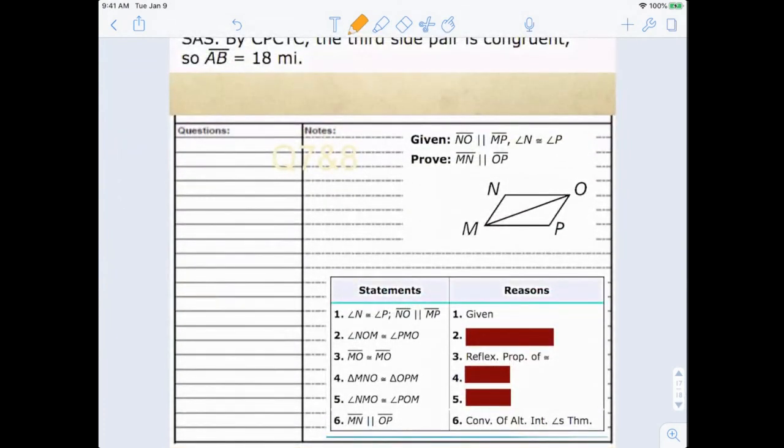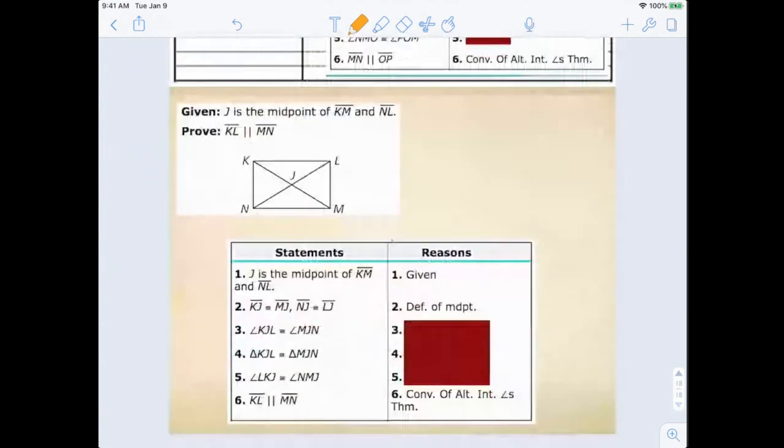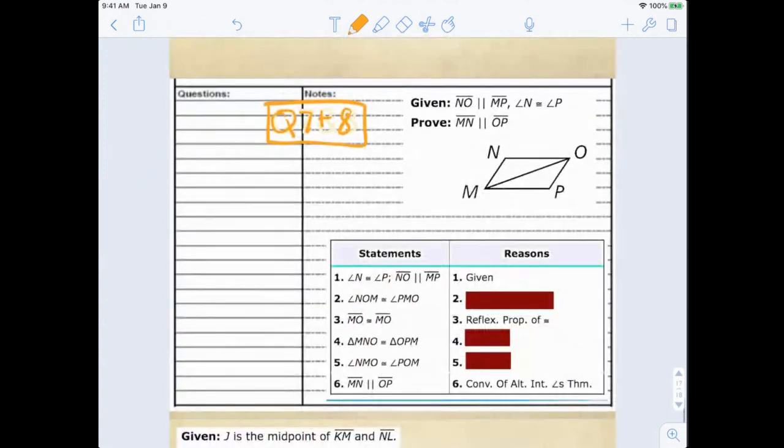So let's try a couple more. What about this one? 7 and 8 are going to ask you to fill in just pieces of a proof, and you can write this down once we do them. But let's do 2 of them, and then you can pause and write down.